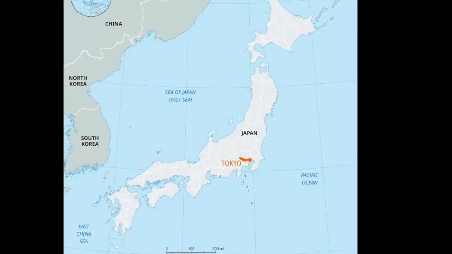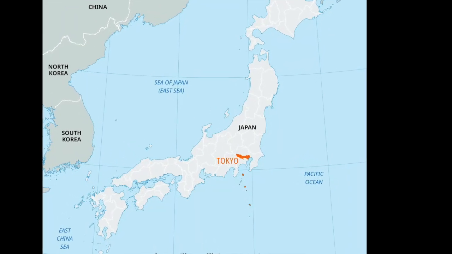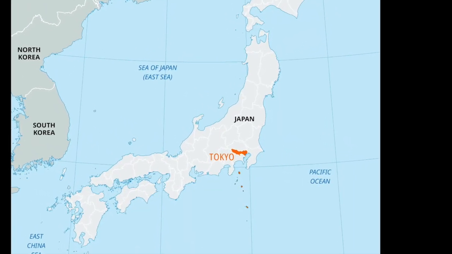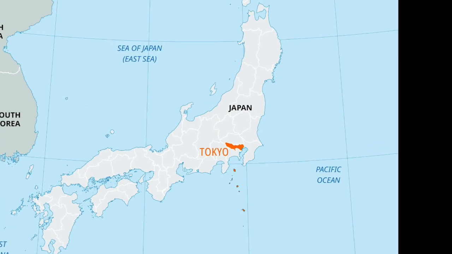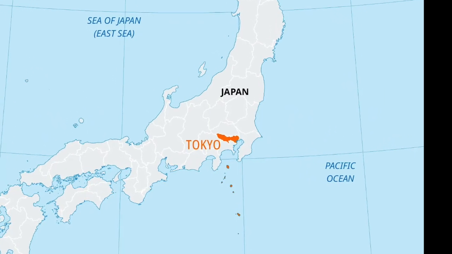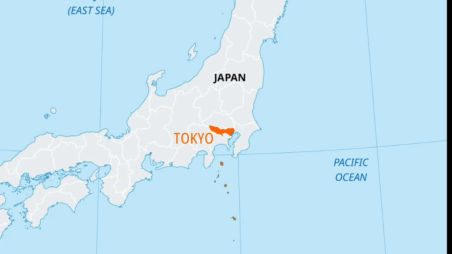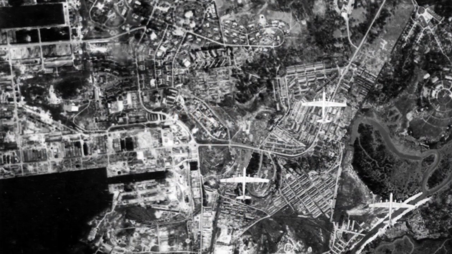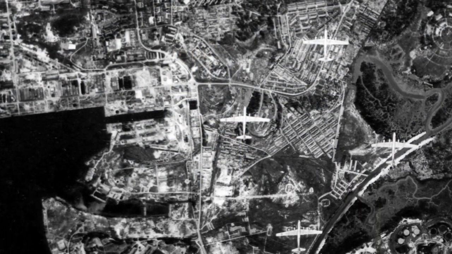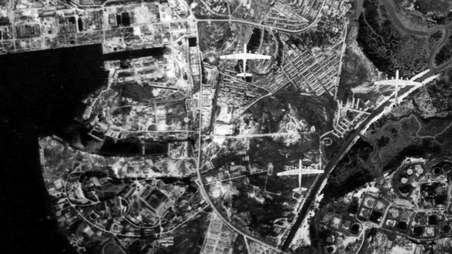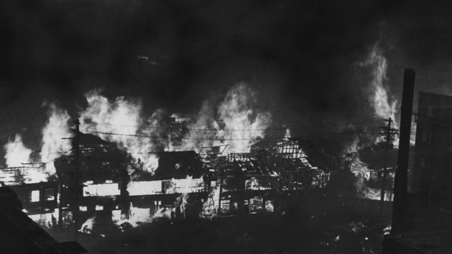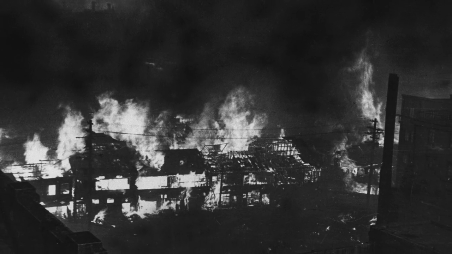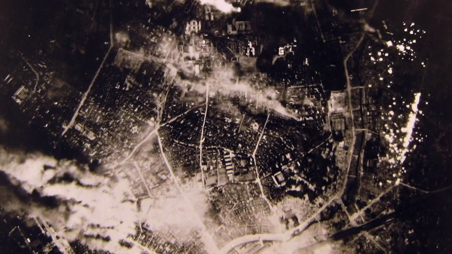The firebombing of Tokyo, conducted primarily by the United States, was part of a broader strategy to weaken Japan's ability to continue the war. On the night of March the 9th to the 10th, 1945, over 300 B-29 Superfortress bombers dropped incendiary bombs on Tokyo, deliberately targeting densely populated residential areas. The result was a conflagration of unimaginable proportions. The wooden structures that dominated Tokyo's architecture fueled the fires, creating a firestorm that consumed 16 square miles of the city.